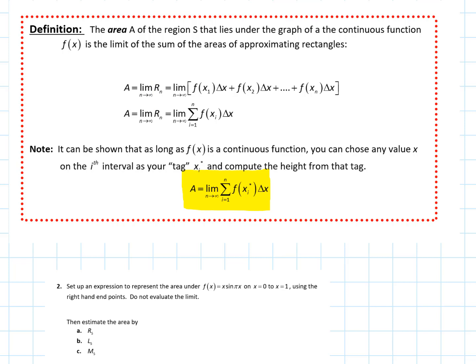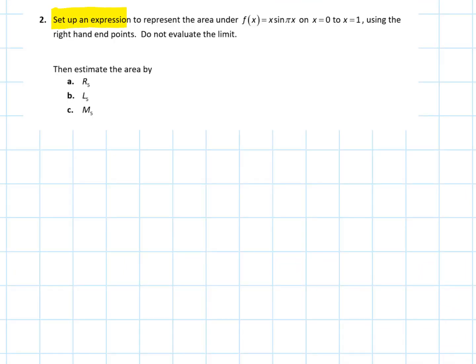And we could actually come up with two more estimations using left-hand and midpoints, where essentially this would change just a little bit. It would be x sub i minus 1 for the left-hand endpoints and x sub i bar for the midpoints. But more specifically, this last result, that the area is equal to the limit as n goes to infinity of the sum of all of those areas of rectangles, regardless of what the tag is, x sub i star being your tag.